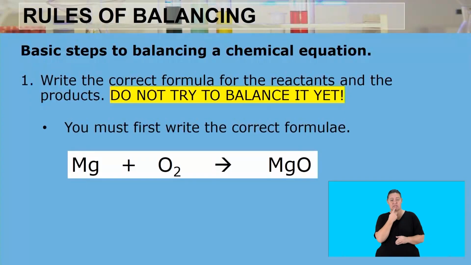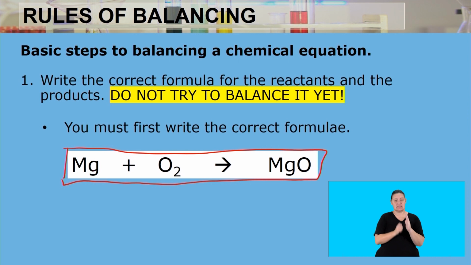Now, as we've said, we are given this particular reaction. We are writing out the products and the reactants as they are before balancing. Remember, we are not balancing yet.